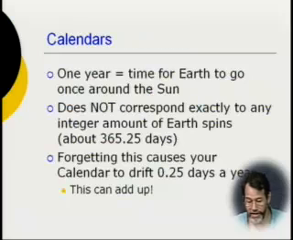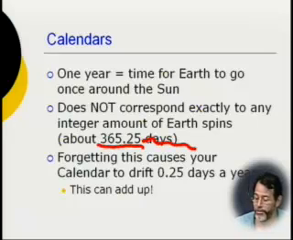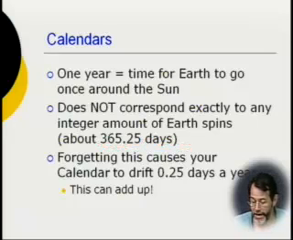So we're into calendars now. Again, I'm running late, so I'm going to go pretty quick. One year is known as the time for the Earth to go around the sun. It does not correspond to an exact integer number of days. So although it seems like there are 365 days in a year, there are actually 365.25 and a little bit more. So that means the calendar is going to drift 0.25 days a year, and this can add up, which is why we have leap years.